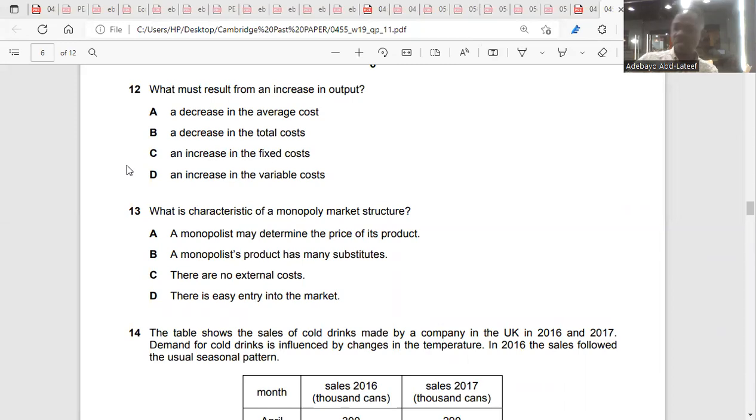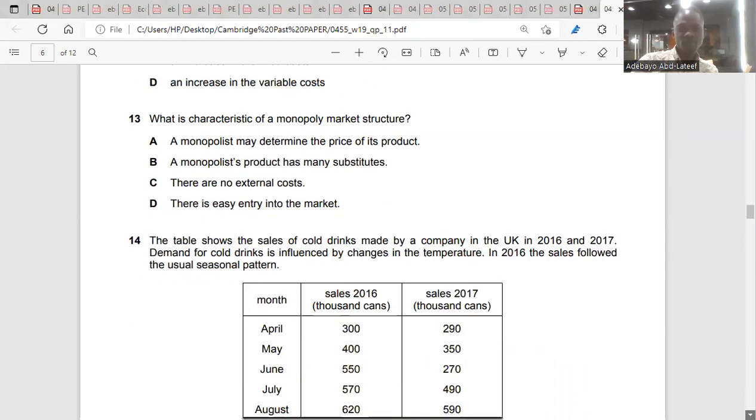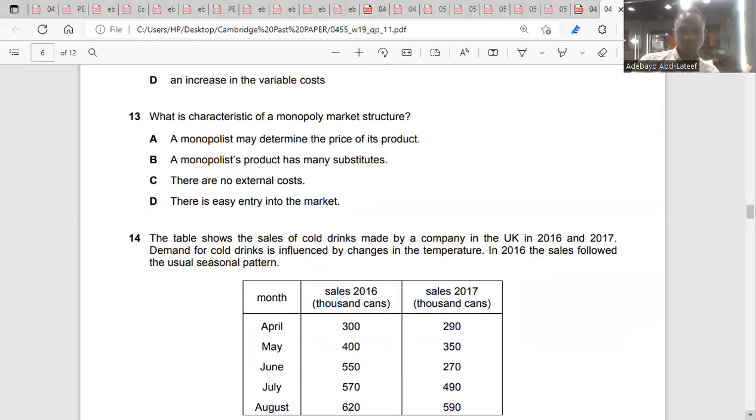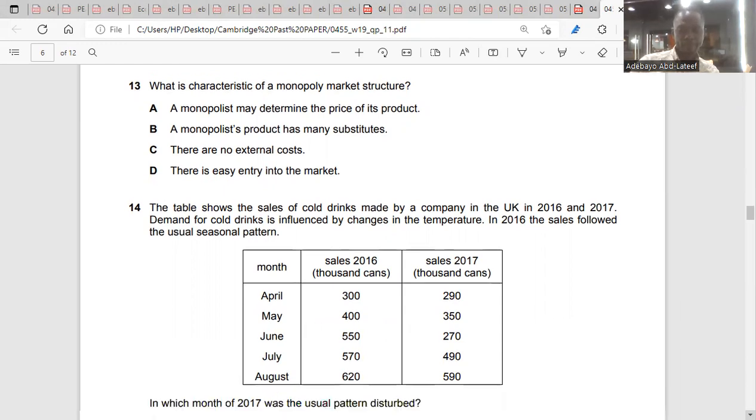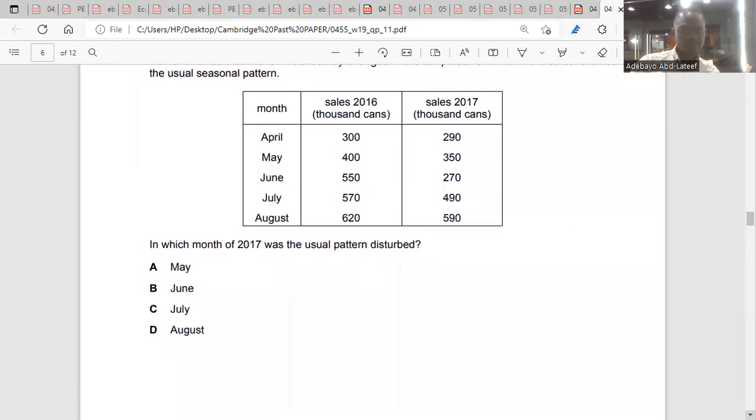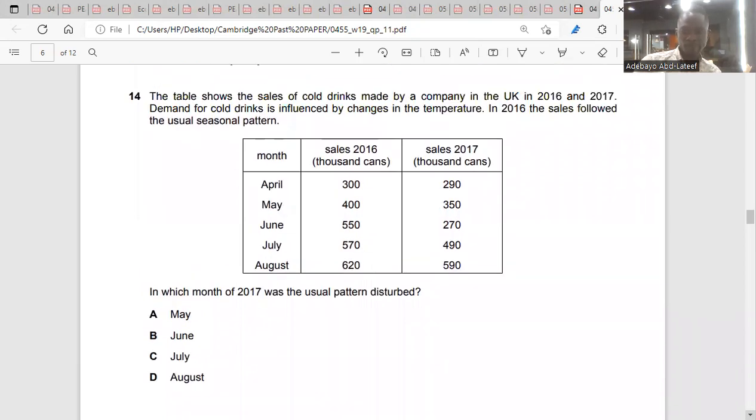D. 12. Number 13. What is characteristic of a monopoly market structure? A. It's a price maker. A monopoly is a price maker. Great. 13A. 14. The table shows the sales of all those by company.